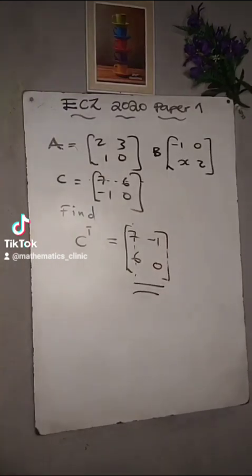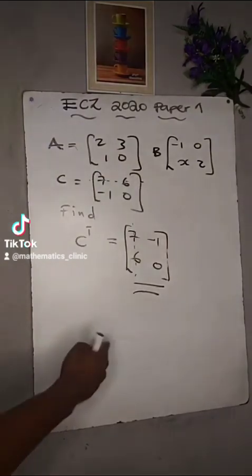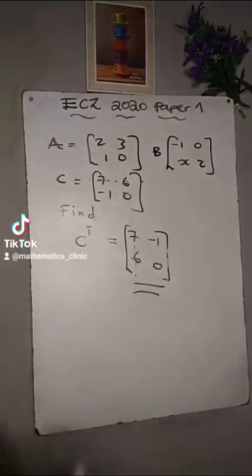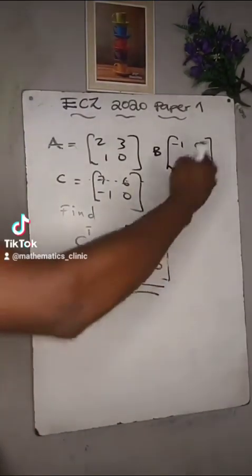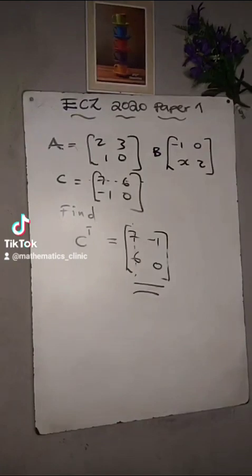That's how you transpose. The first row becomes the first column, the second row becomes the second column. If we had a third row, it would have been the third column. Just like that. All right, that's how we transpose.